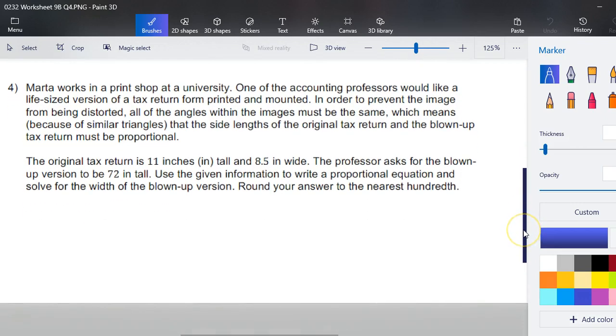This is a good time that if you haven't already done question 4, go ahead and hit pause and do question 4.